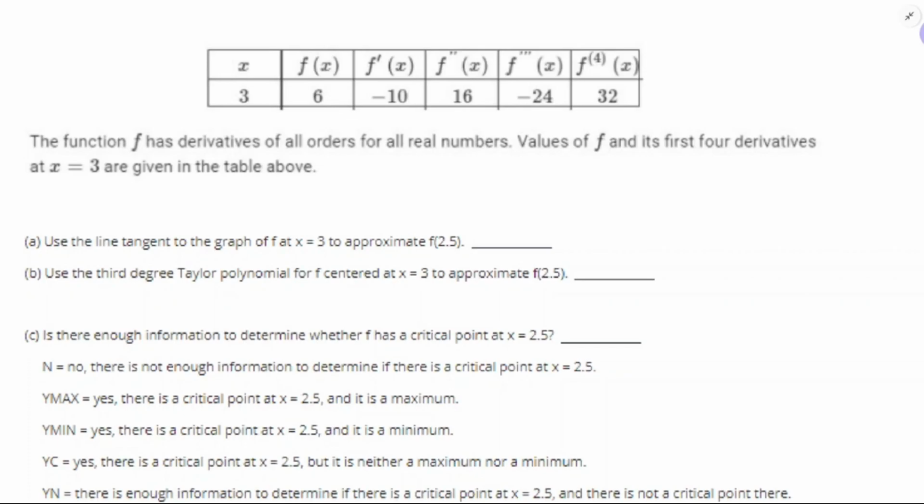All right, this one's very similar to one that's on the homework, but I don't think it's exactly the same, so I'm still going to do it. Use the line tangent to the graph of f at x equals 3 to approximate f of 2.5.